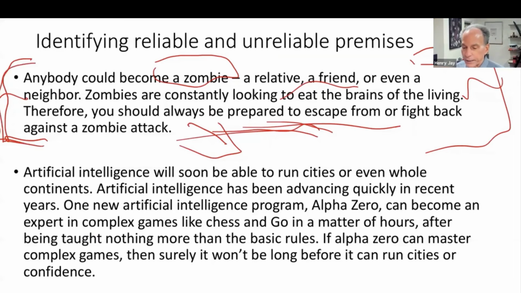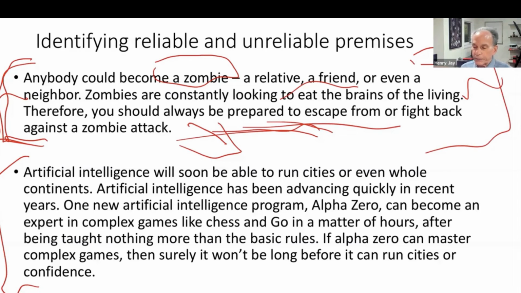All right, let's take the next one. Artificial intelligence. This argument is for adults, okay? All right. So artificial intelligence will soon be able to run cities or even whole continents.